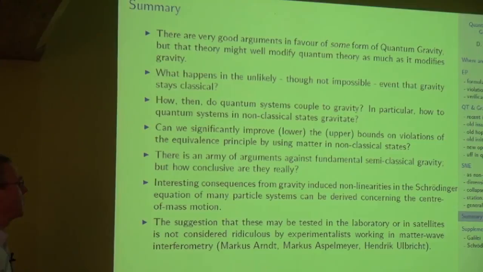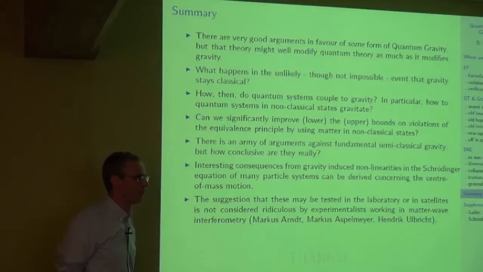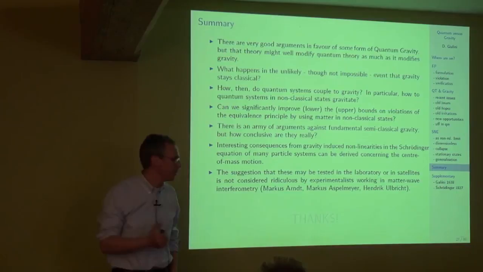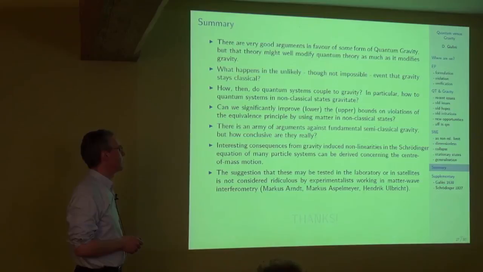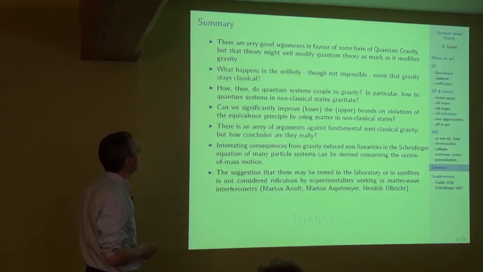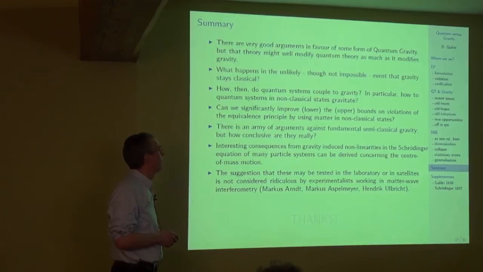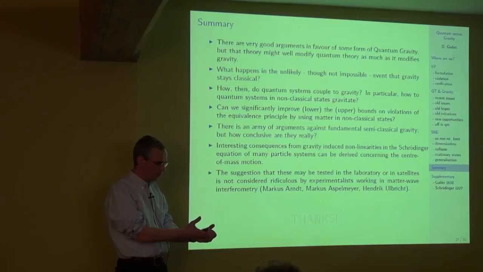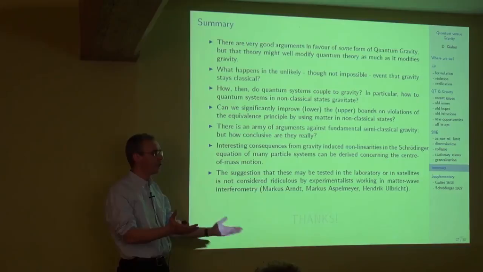So what have we learned about quantum gravity? Of course, about quantum gravity proper, we have learned nothing so far. But there are much easier questions than that that are also not easily answerable. And that's the relation between ordinary quantum mechanics and gravity. So one question we could address: what happens in the unlikely, though not impossible, event that gravity stays classical? How then do quantum systems couple to gravity? What, for example, would be the gravitational field created by a typical quantum mechanical double-slit experiment? If you have two delocalized components in your wave function, how do they act as a source for the gravitational field?